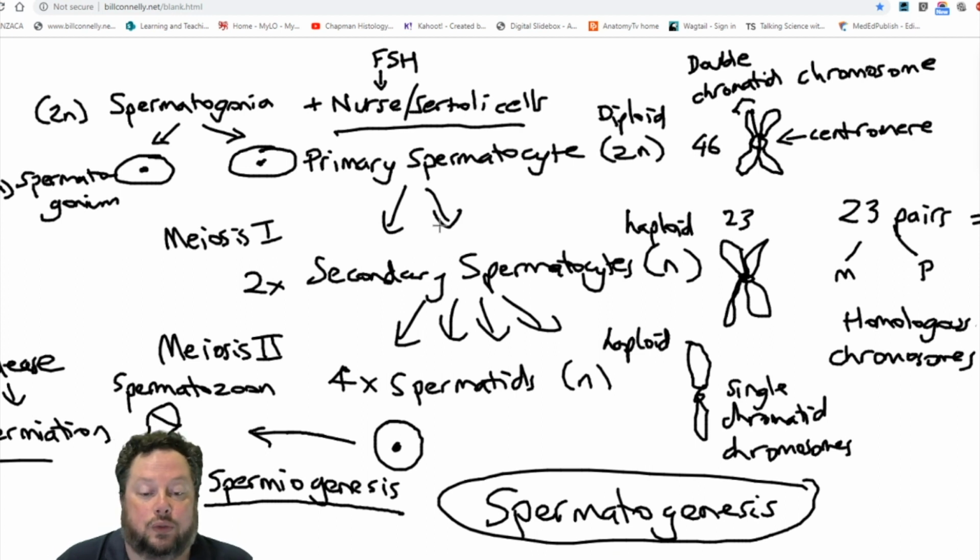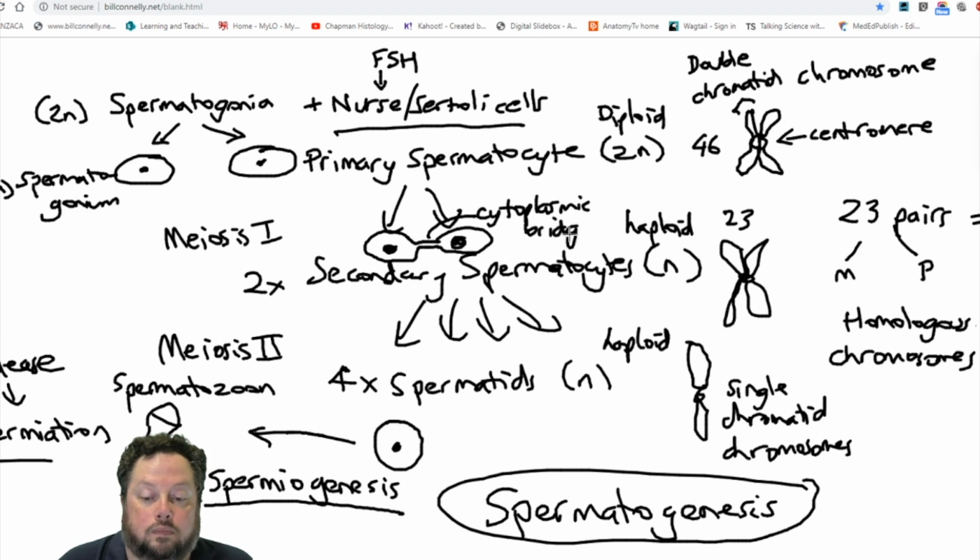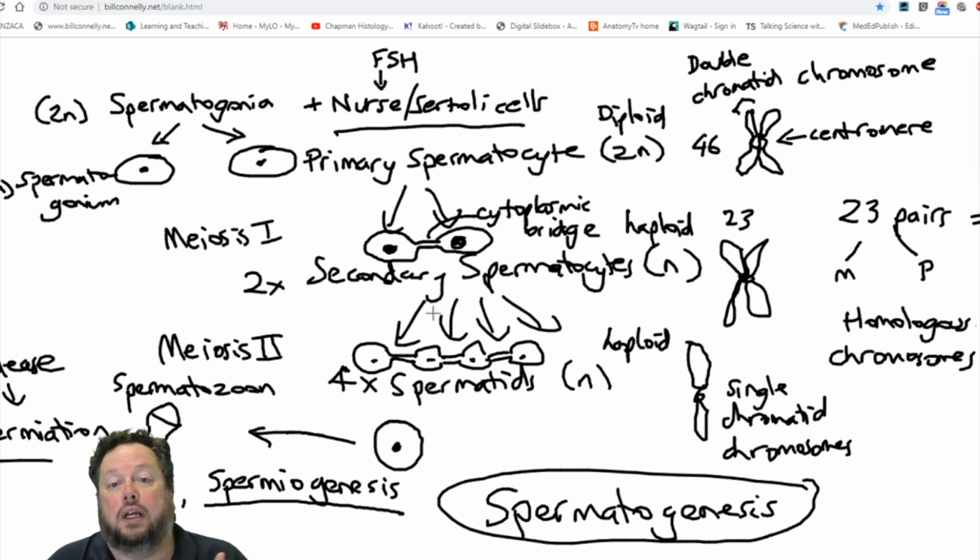Well, in meiosis, in males, in people who have testes, they don't completely separate. They're connected by these little stalks. So we have our cells here, and they're connected by this little cytoplasmic bridge. And so when we produce our 4 cells, they're all held together by these little cytoplasmic bridges. And so that's unique to the male compared to what we looked at in the female.